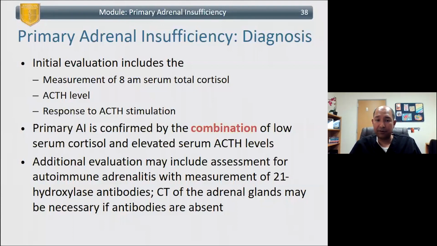And sometimes, if you want to do a more conclusive test, you could do what's called an ACTH stimulation test. Many of you call it a cosyntropin stimulation test in the right setting. I'll tell you the right setting is probably not going to be the medical ICU. So primary AI is confirmed by a combination of low serum cortisol and elevated ACTH levels, and that evaluation will include measuring some of these 21-hydroxylase antibodies we talked about. And you can consider CT of the adrenals, especially if you don't have a positive antibody and you're wondering if something else is causing the problem with the adrenal gland.